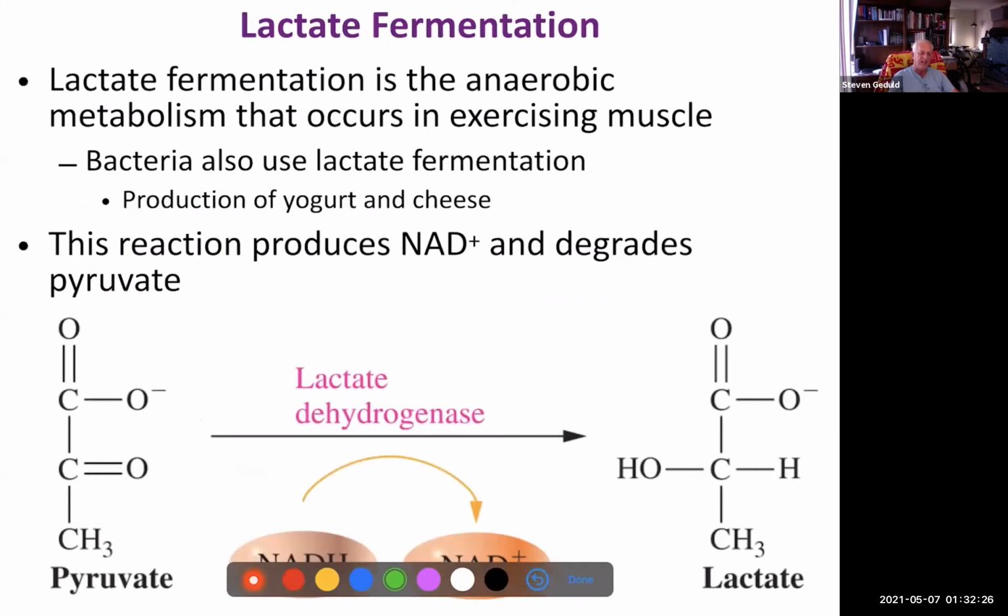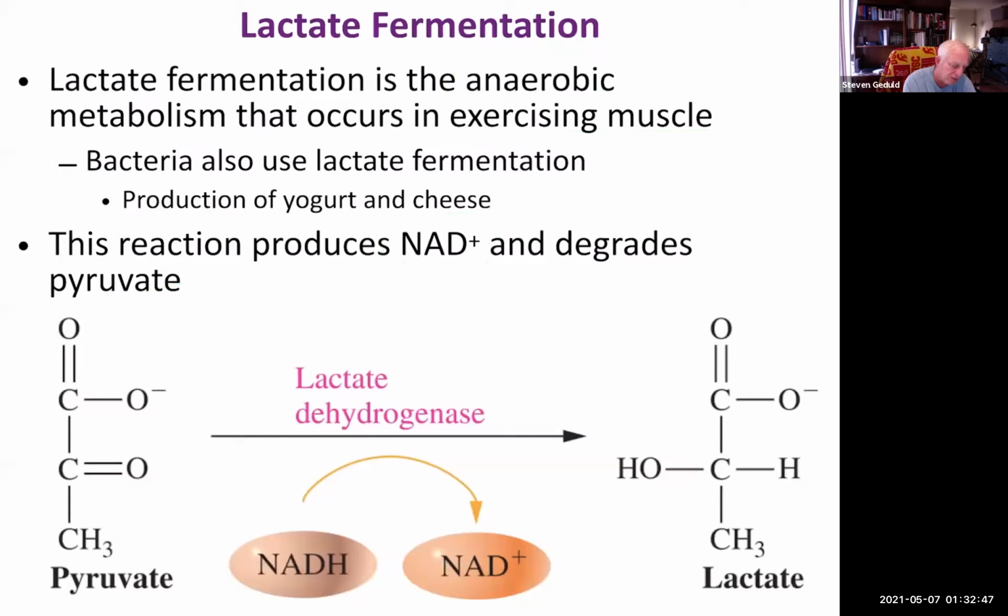Okay, so lactate fermentation. Here's what happens in the muscle. Lactate fermentation is the anaerobic metabolism that occurs in exercising muscles once they run out of oxygen. Bacteria also use lactate fermentation, like in the production of yogurt and cheese. The reaction produces NAD plus and degrades pyruvate.